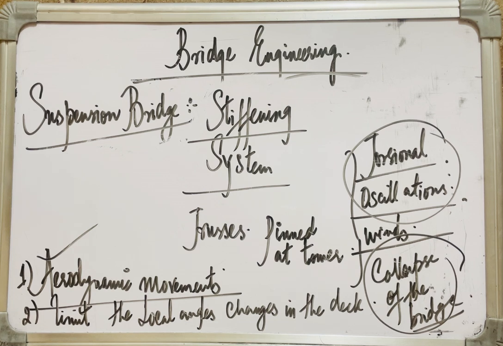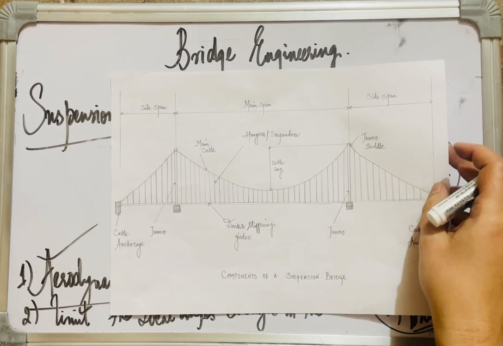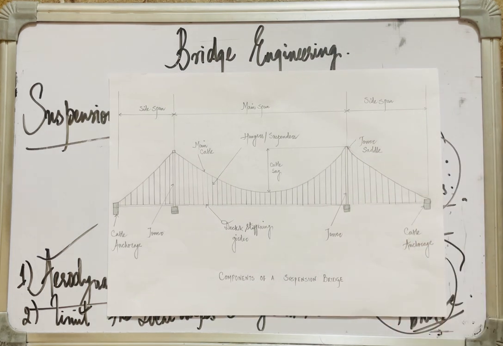All right, let us now quickly recapitulate what we studied about suspension bridge. Suspension bridge is a type of bridge wherein the vertical loads from the deck are carried through curved cables in tension, and then these loads are transferred to the ground through towers and anchorages.